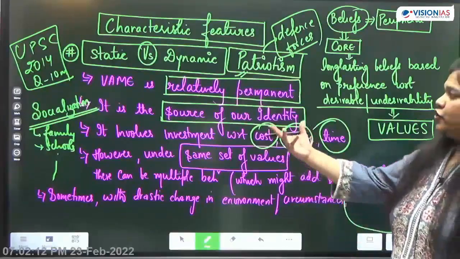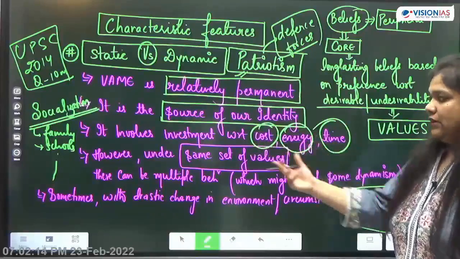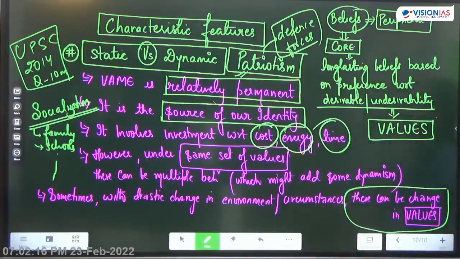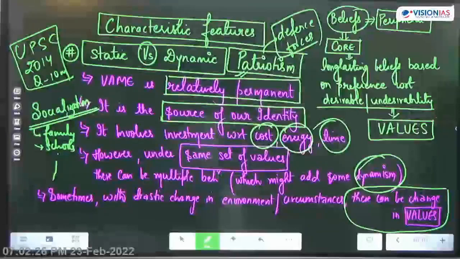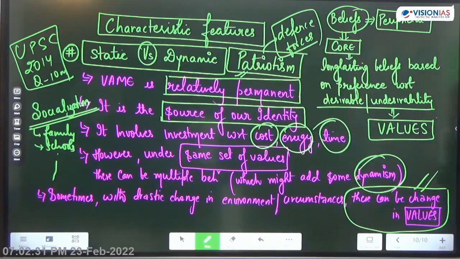ठीक है. So, source of identity. However, under the same set of values, you can have multiple behaviors, which is going to act as some kind of dynamism. Is this clear? However, sometimes with drastic change in the environment, there can be a change in value system. You can give the example of Samrat Ashok. Perfect, Neha. Perfect.